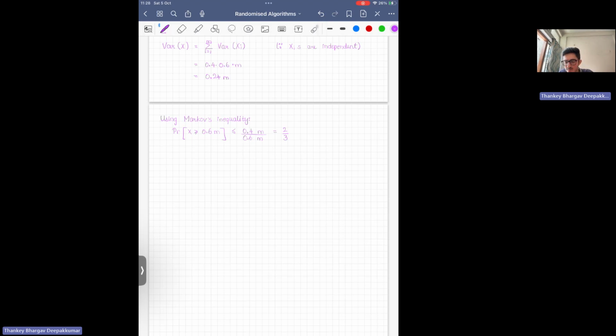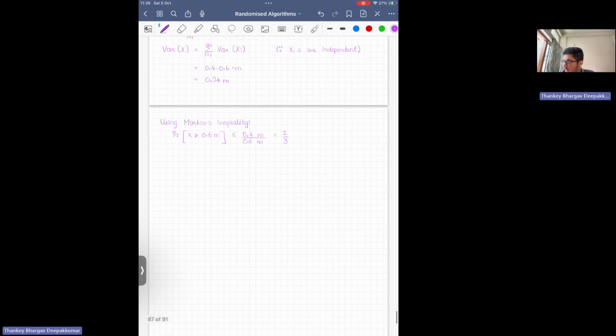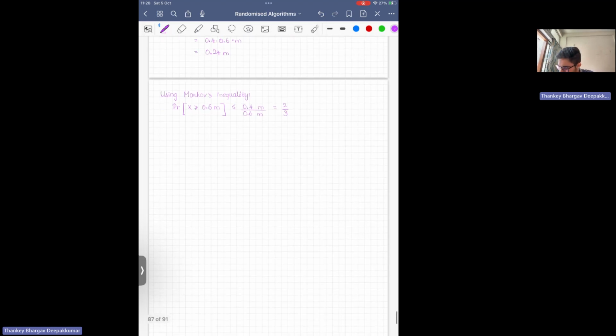This is the failure probability. So success probability is 1 minus this. And so the success probability would never be more than 1 over 3, which is the constant. Okay. So now let's see what happens using Chebyshev's inequality.